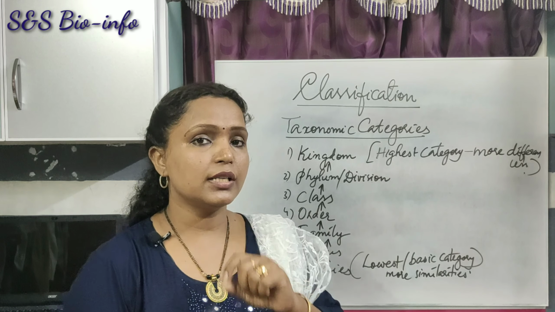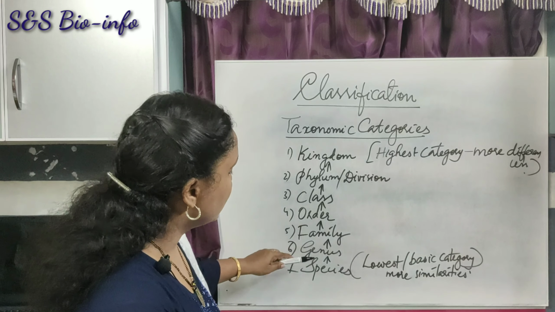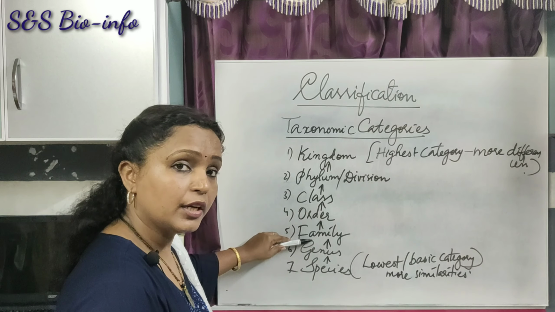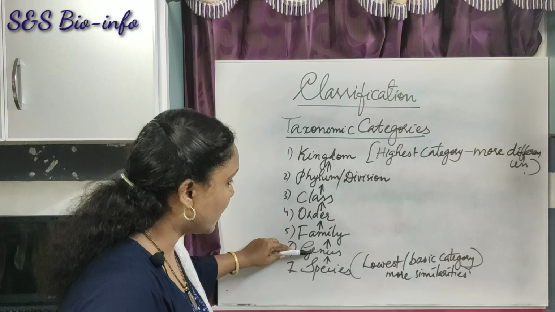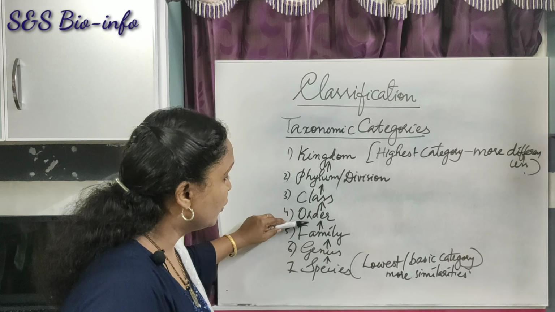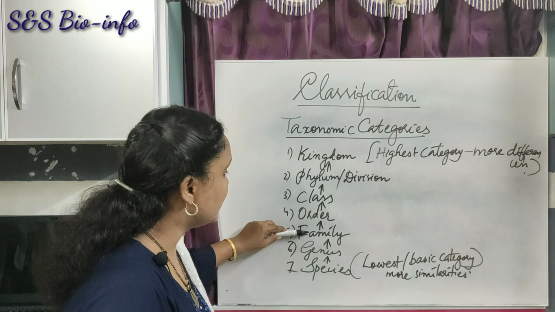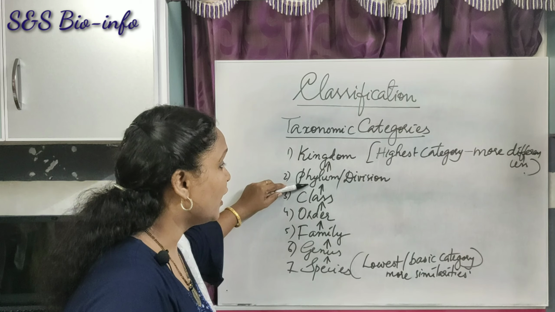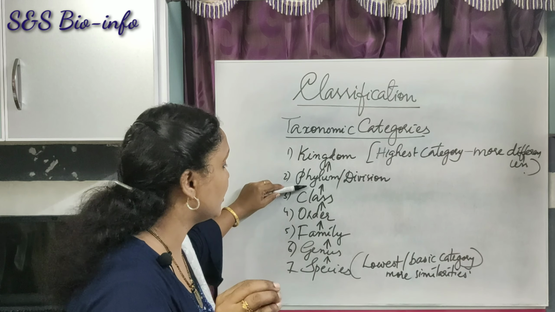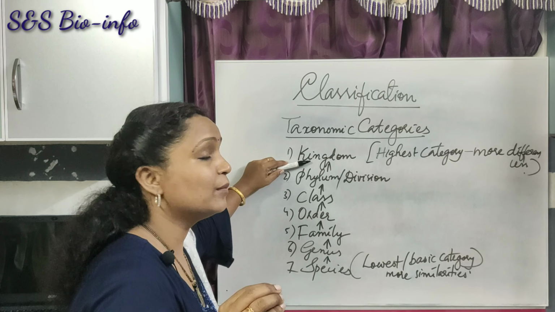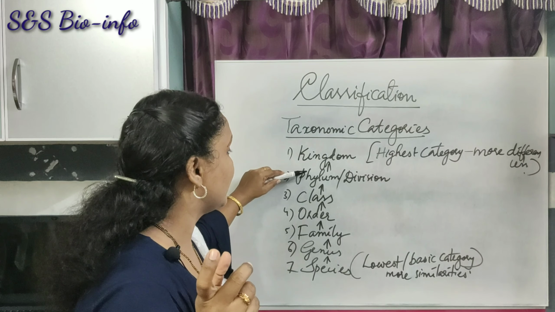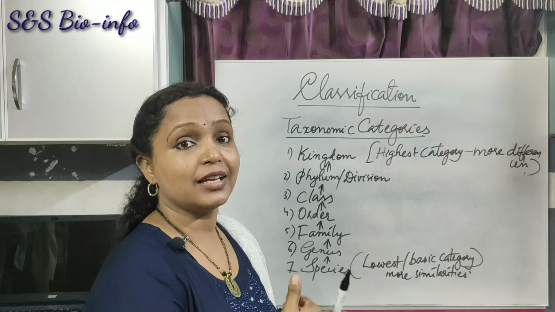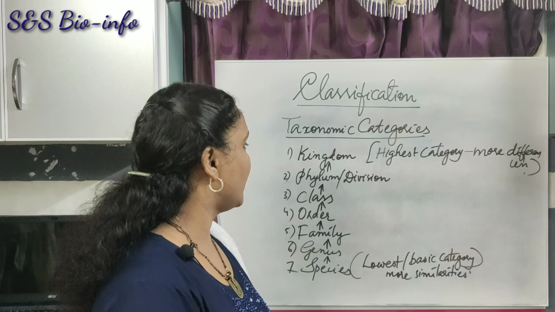Here we need to understand one important thing. Genus is a group of closely related species. Family is a group of closely related genera. Order is a group of closely related families. Class is a closely related group of orders. Phylum or division is a closely related group of classes. Kingdom is a group of closely related phyla or divisions. So each category is interconnected with the next one.